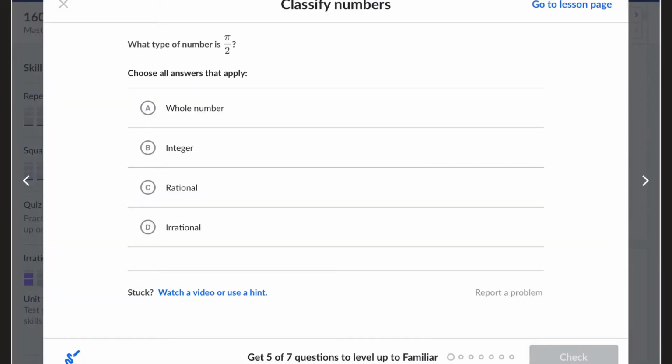Hi, and welcome to classifying numbers. And you would think, wait, there's different kinds of numbers? Yeah, of course there are.